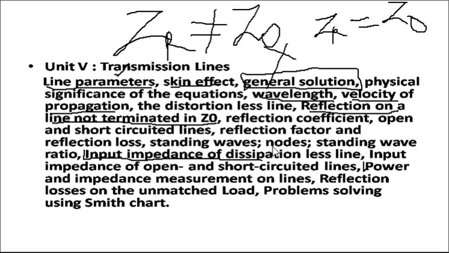Then if you just do the questions asked in the assignment and skip the general solution, that's perfectly okay. Then standing wave ratio denoted by capital S and reflection coefficient denoted by capital gamma, these are important. Then input impedance of open and short circuited line, power and impedance measurement on line, reflection losses on unmatched load, and problem solving using Smith chart. Smith chart is a guaranteed question of 8 or 10 marks.